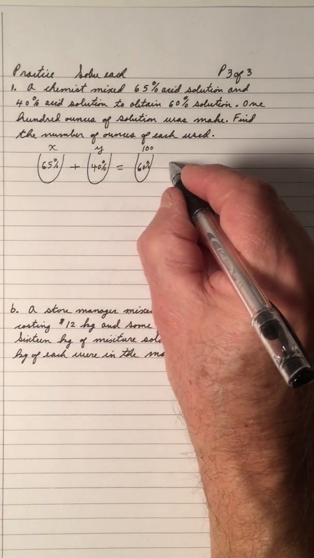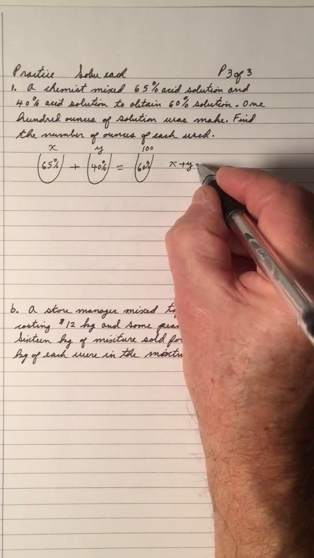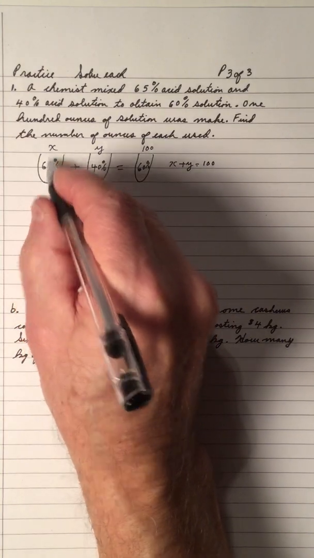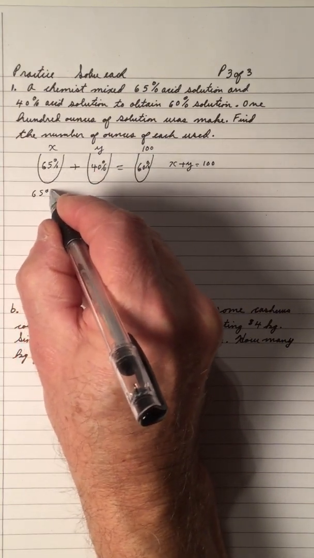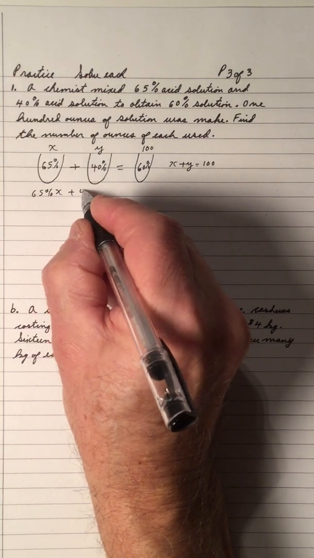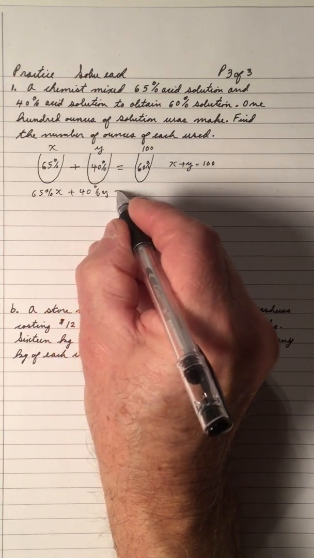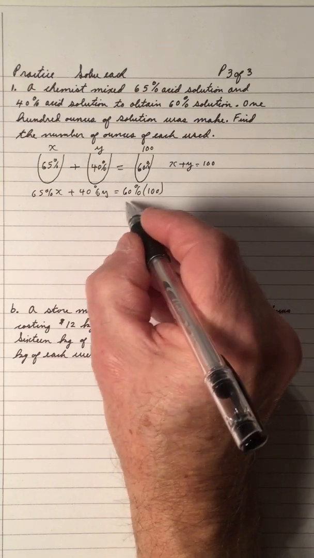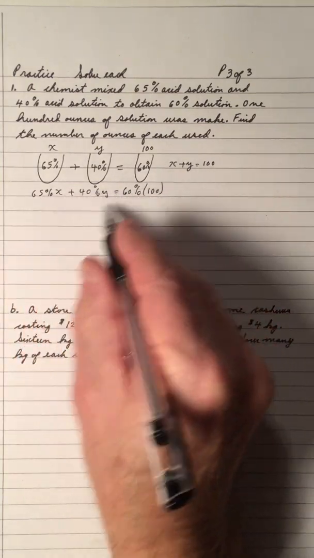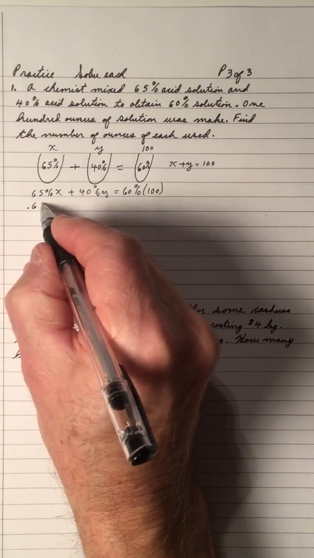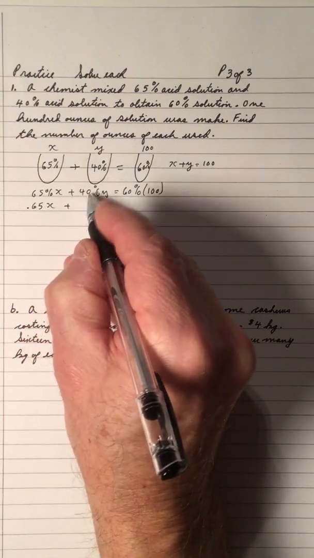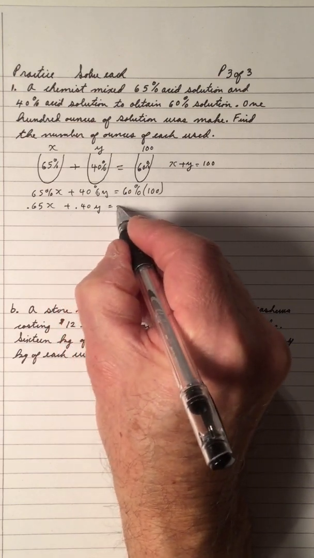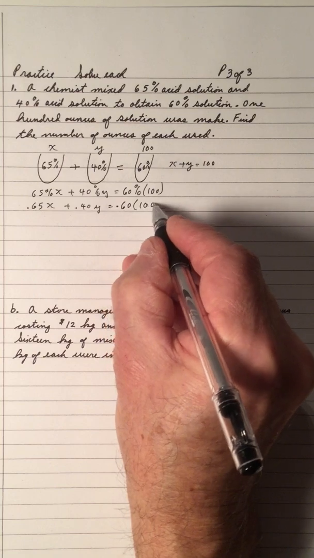Again, the easy equation is x plus y. You add these together, it's going to give you 100. And we multiply here, 65% of x plus 40% of y is the same as 60% of 100. And we can notice we got two decimal places here, so 65x, two decimal places here is decimal 40, or go decimal 4, either or. And decimal 60 times 100.